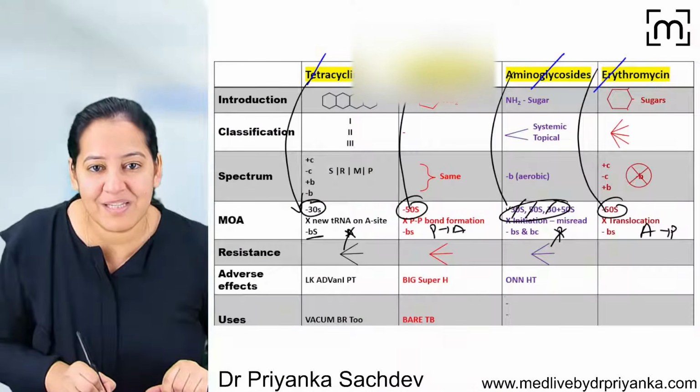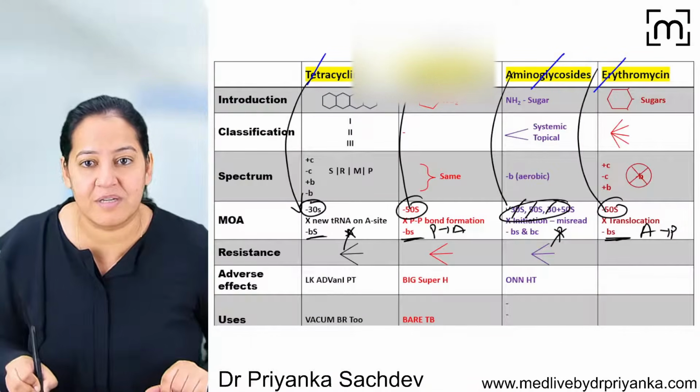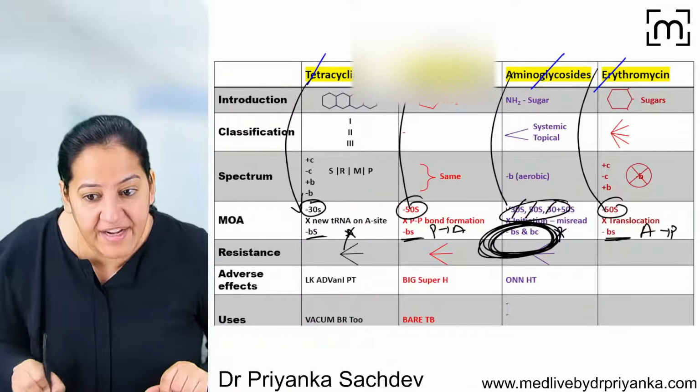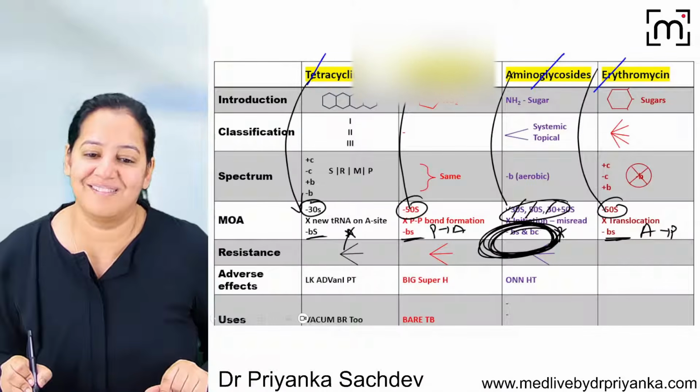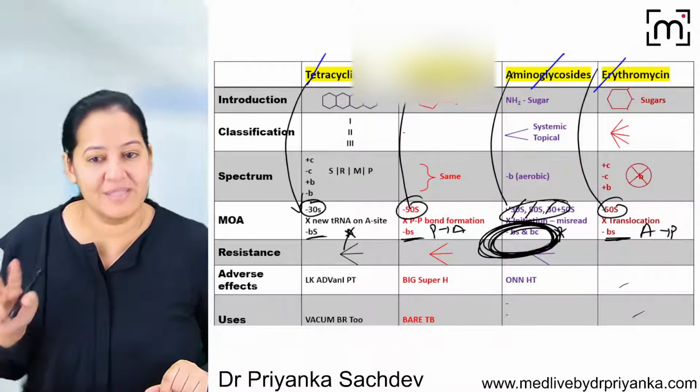This is also bacteriostatic. This is also bacteriostatic. Except aminoglycoside, they all are bacteriostatic. Aminoglycoside is both bacteriostatic as well as cidal. Got my point? Now coming to adverse effects and uses, I will give you 2 mnemonics.